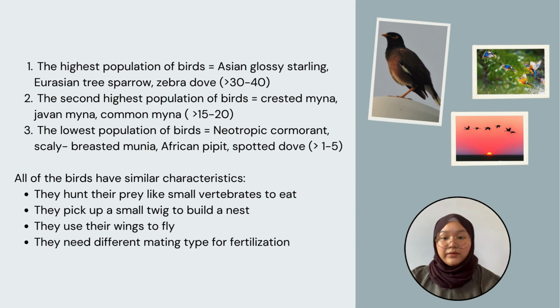All of the birds have similar characteristics. They hunt their prey like small vertebrates to eat. They pick up small twigs to build a nest. They use their wings to fly. They need different mating types of fertilization.